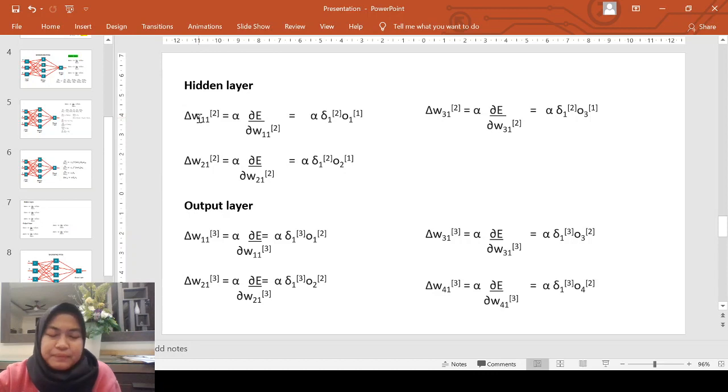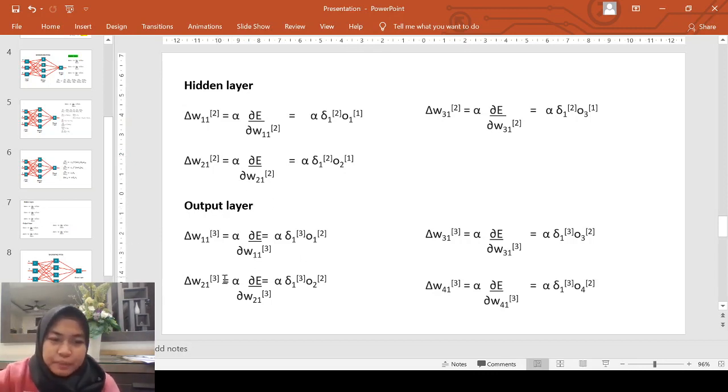So we get delta W11 of the second layer is equal to alpha delta E over delta W11 of the second layer. So that is equal to alpha times delta 1 of the second layer times the output node 1 of the first layer. So we repeat the same thing for the other nodes and neurons.